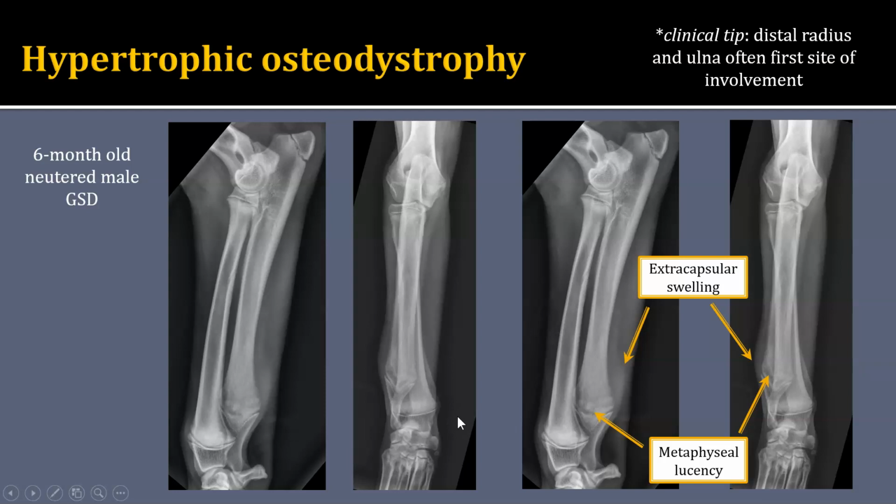If you suspect hypertrophic osteodystrophy in one of your young patients, a clinical tip is that the distal radius and ulna are often the first site of involvement. So having bilateral antebrachial radiographs can be beneficial for you to initially evaluate for this disease.